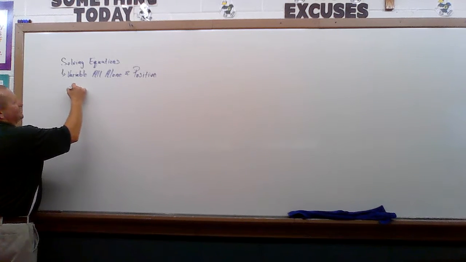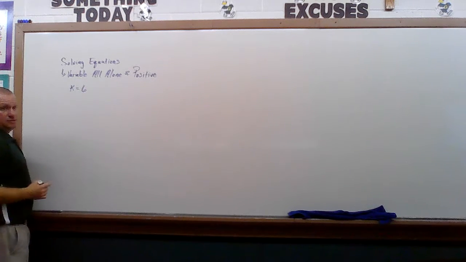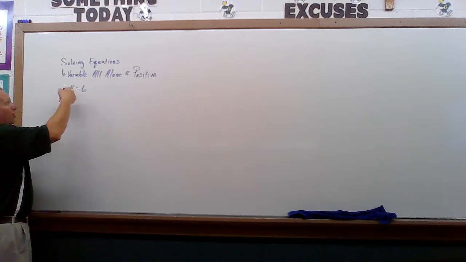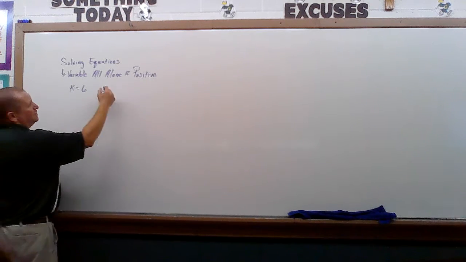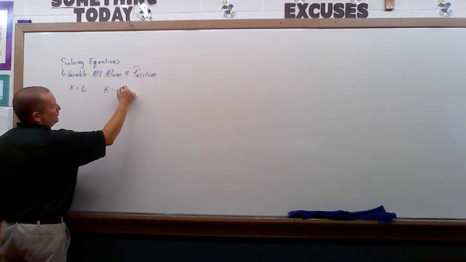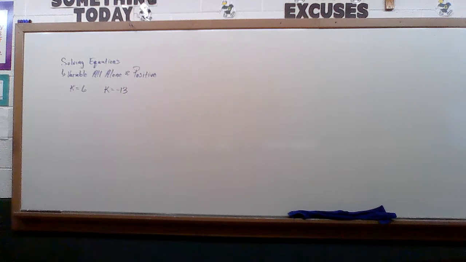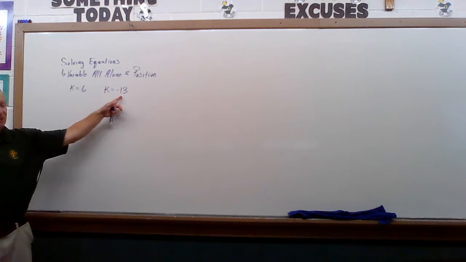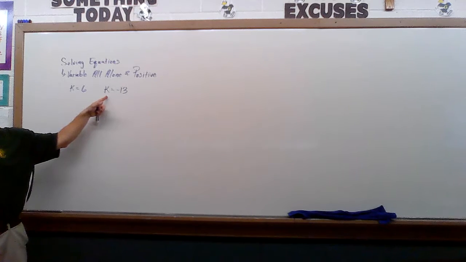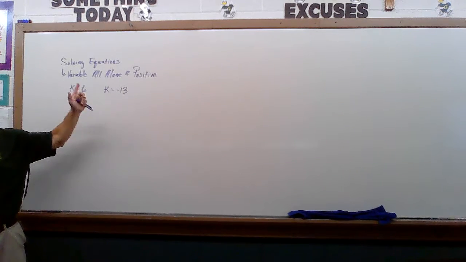So, k is equal to 6. My variable is all by itself and it's positive. K is equal to negative 13. It doesn't matter that my answer is negative, it's only my variable that can't be negative. Okay, so that's our goal.